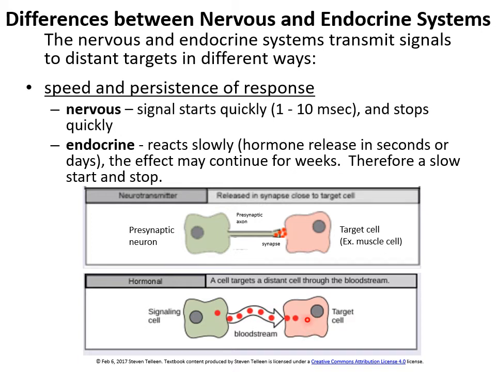And once it reaches that target tissue, the response ramps up slowly, but then will persist for an extended period of time. It could be weeks or even months. So there's a very slow onset and stop of any effects produced by an endocrine signal.